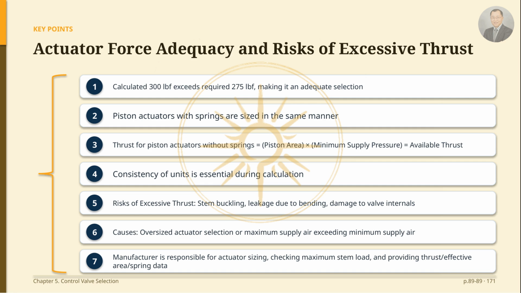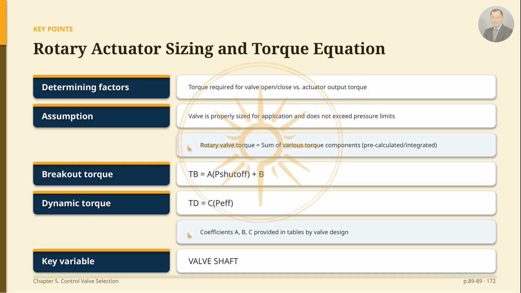Typically, the manufacturer is responsible for actuator sizing and should have documented methods to check for maximum stem loads. Manufacturers also publish data on actuator thrusts, effective diaphragm areas, and spring data. Now, I would like to introduce how to size an actuator for a rotary valve.